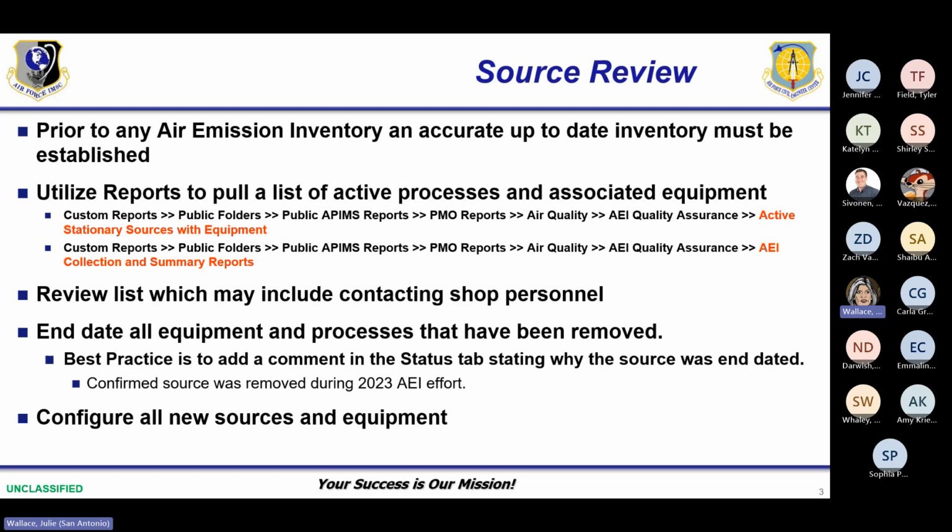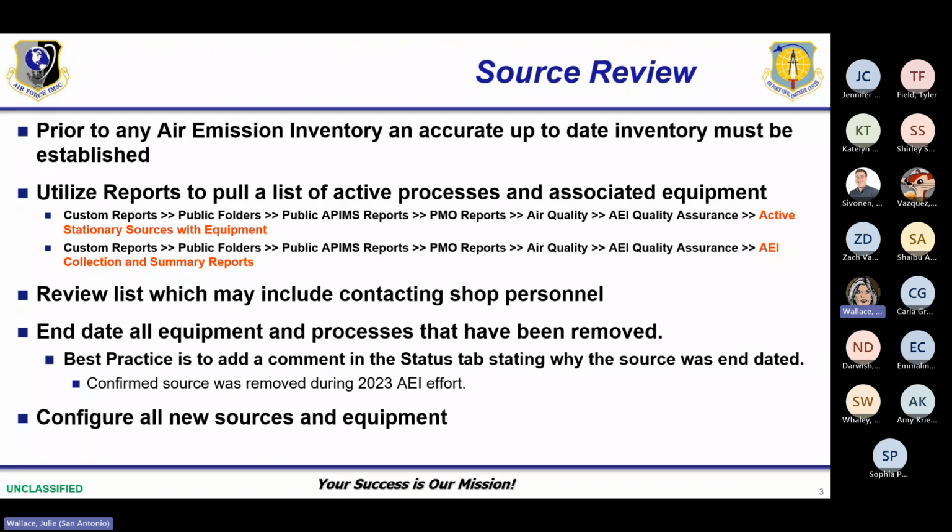So my recommendation is the first thing that you should do is find out what exactly do I have, where does it say that I have it, and then start sending out lists to the shops or even going out to the shops and double checking, hey, do I know that this is still here? Okay. Now, there are some reports to use to help with this.